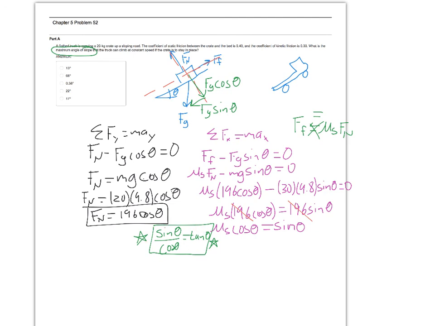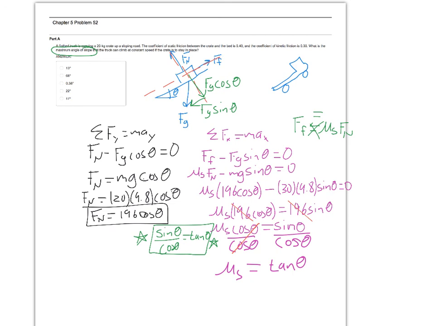And so this identity really comes in handy because what we can do is, I know that if I can somehow divide sine of theta by cosine of theta, I'm going to be left with a tangent of theta, and I'm going to go from 2 thetas down to 1. So I divide both sides by cosine of theta. On the one side, the cosines cancel each other out, and so I'm left with mu s is equal to sine over cosine, which is just tangent.